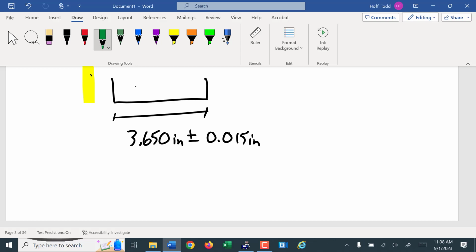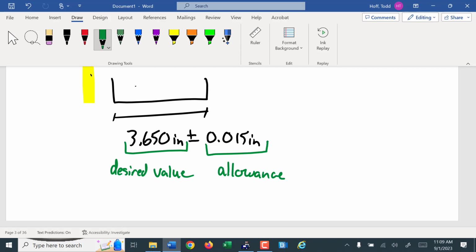You're allowed variation one way or another. This number is what we call the desired value, sometimes called the ideal value, because in an ideal world, that's what we would want it to be. But since the world is not ideal, we're allowed to vary a little bit on each side. Now, a lot of people refer to this number as a tolerance. Its technical name is allowance. We're allowed to be that far on each side.